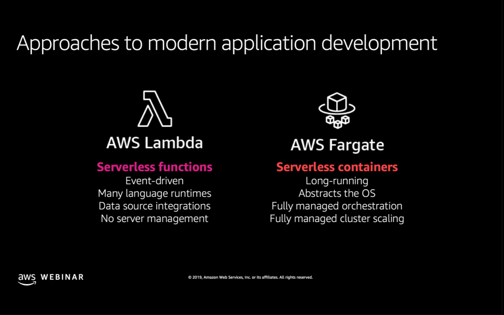So for longer running tasks, though, that's where you want to go to AWS Fargate. So Fargate is a serverless container service. It abstracts the operating system away from you, and it fully manages both orchestration and cluster scaling for you. So if you want to launch, for example, a normal ECS cluster, you have to launch EC2 instances, and you have to run the ECS agent on them, and you have to manage the auto-scaling of those instances. When you're running Fargate, you don't have to do any of that. The instances that run Docker are automatically managed for you.